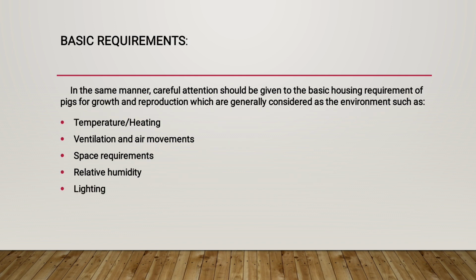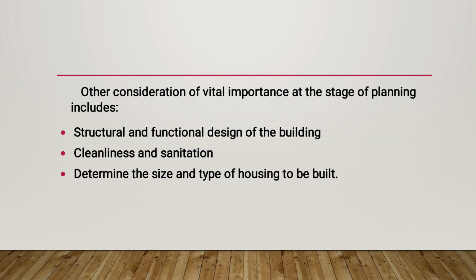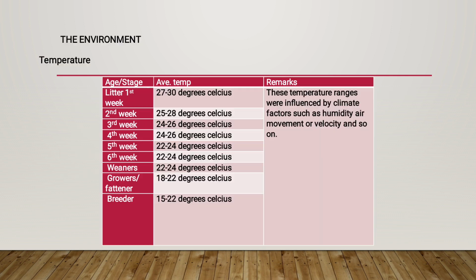Okay? So basic requirements. In the same manner, careful attention should be given to the basic housing requirement of pigs for growth and reproduction, which are generally considered as the environment, such as temperature, heating. Number 2, ventilation and air movements, space requirements, relative humidity, and lighting. And other consideration of vital importance at the stage of planning includes structural functional design of the building, cleanliness and sanitation, determine the size and type of housing to be built.